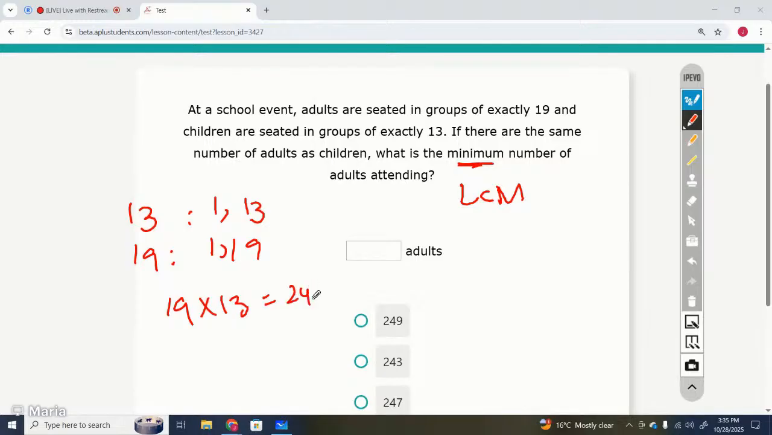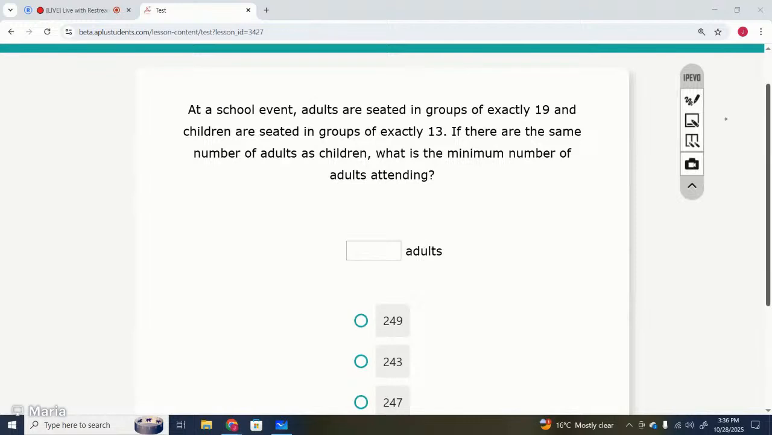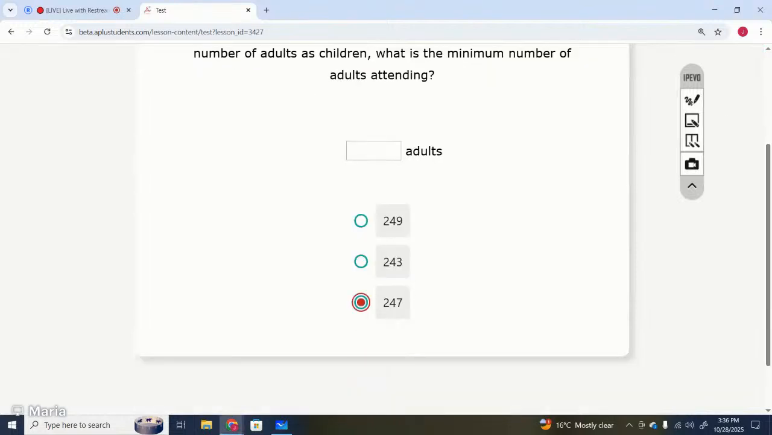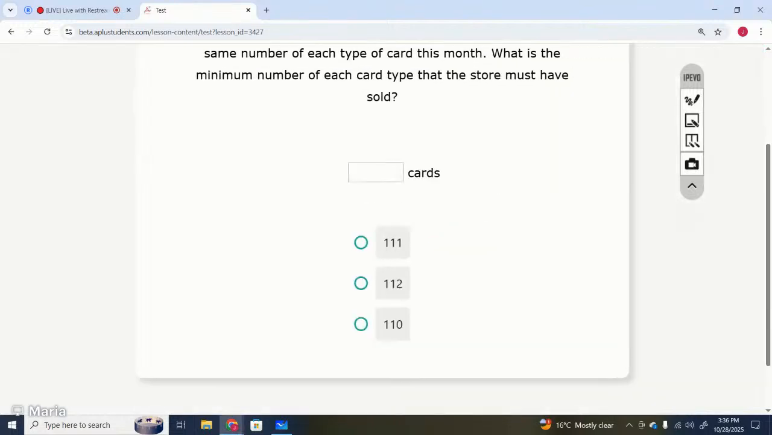So 19 times 13 is 247. If you focus on what I am talking about, you can understand what we are working on, but you focus on the chatting. Someone comes in the chat and tells you what we are working on. You have to listen to me actually.